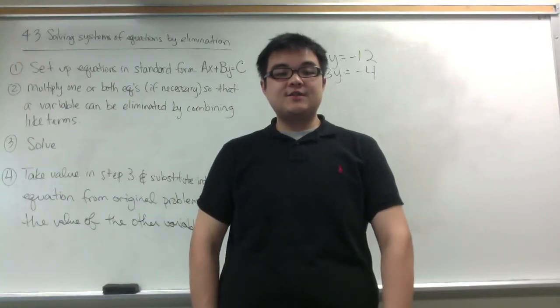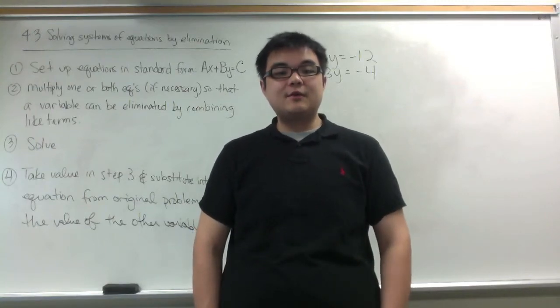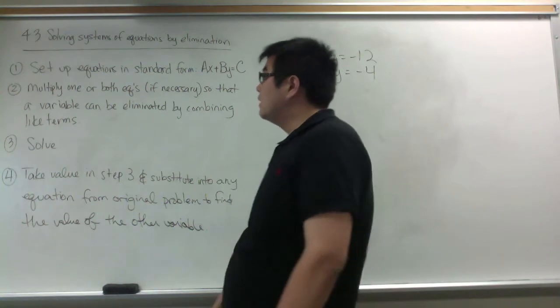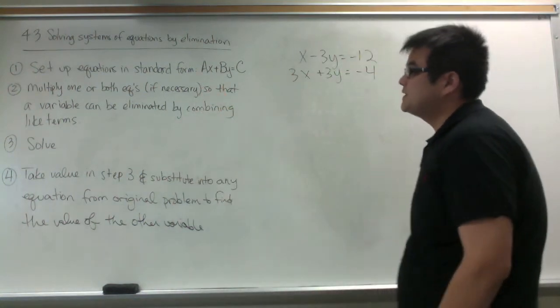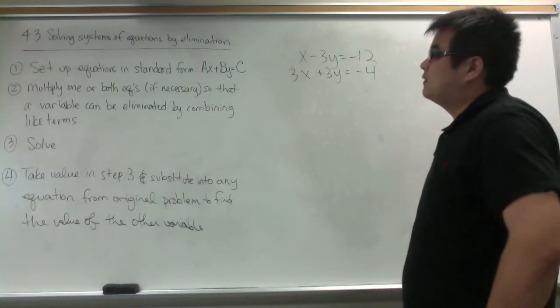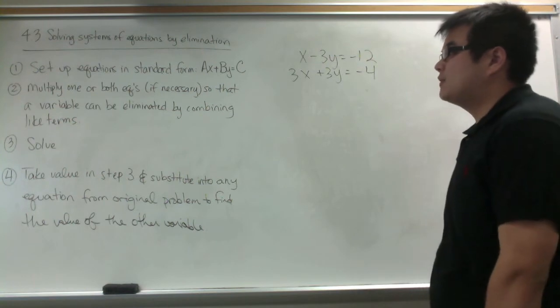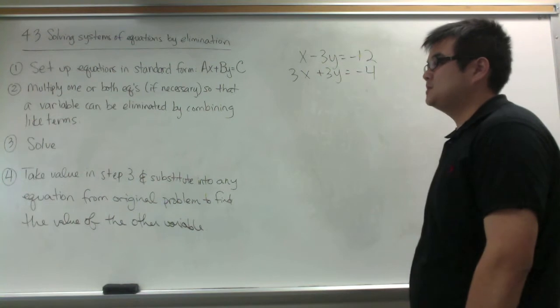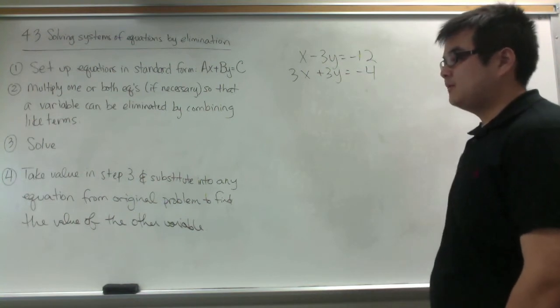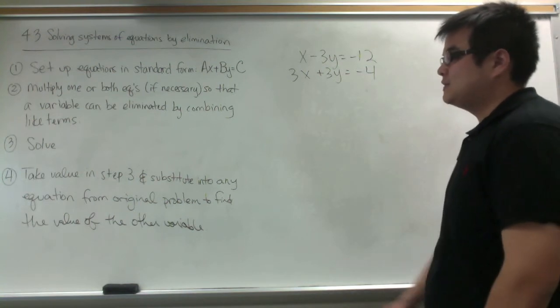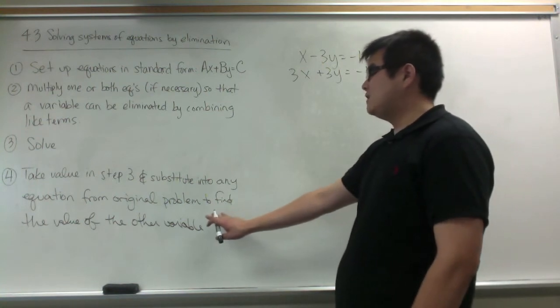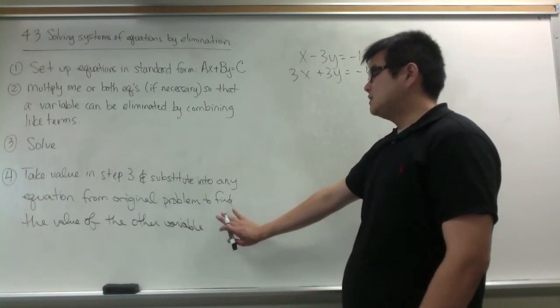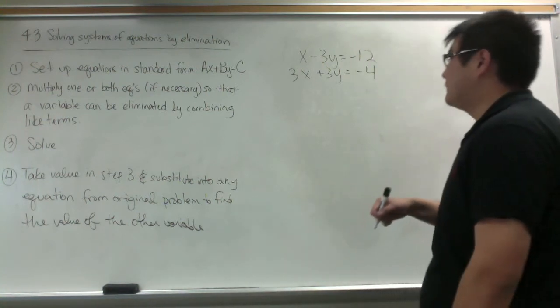These are the video notes for section 4.3, solving systems of equations by elimination. We have 4 steps. The first step is to set up the equations in standard form. Next is to multiply one or both equations if necessary so that a variable can be eliminated by combining like terms. Third step is to solve. And the fourth step is to take the value in step 3 and substitute into any equation from the original problem to find the value of the other variable.